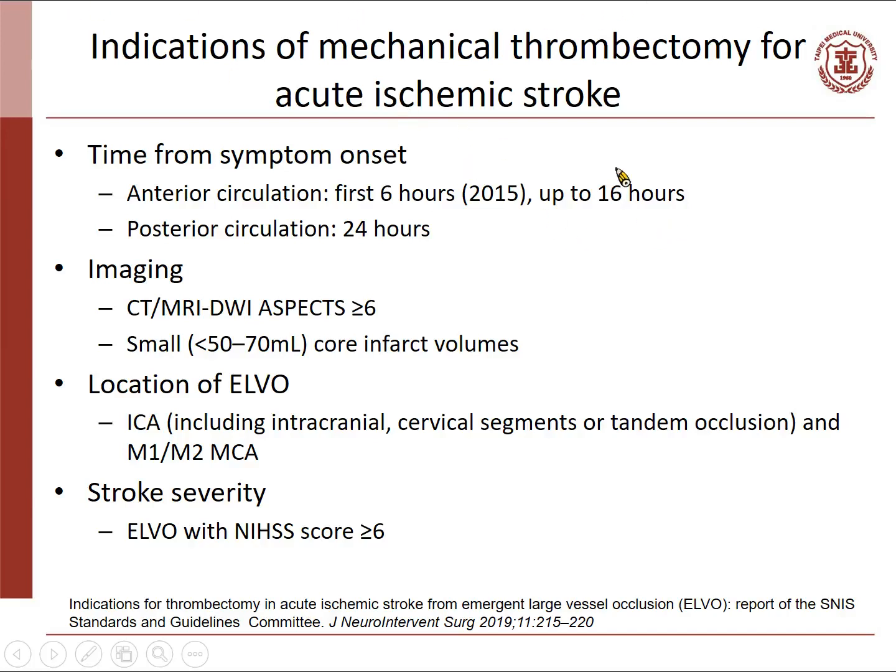But in some selected cases, if the image shows there's a large penumbra area, the time can be up to 16 hours, according to the recent clinical trial published in NEJM. And for posterior circulation, it suggests within 24 hours. And we use some image modality like the ASPECT score we mentioned in the previous slide. And there's a small infarct core, and there's a large vessel occlusion.